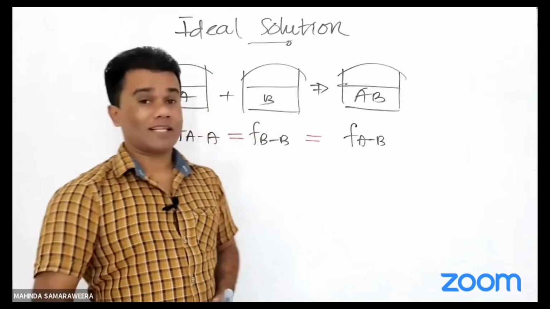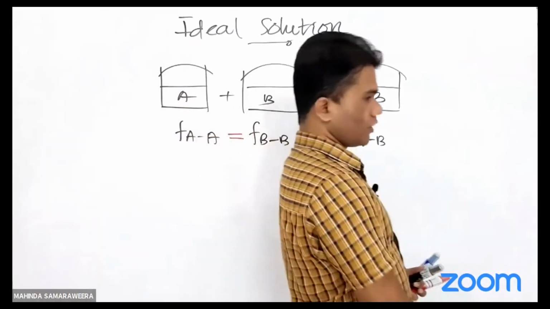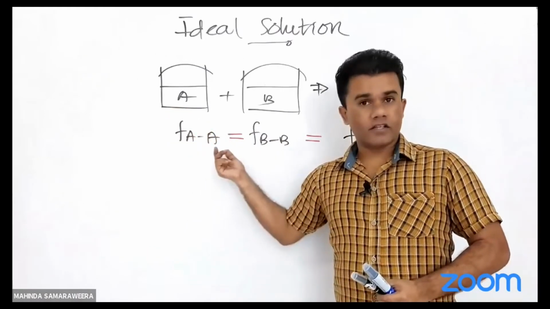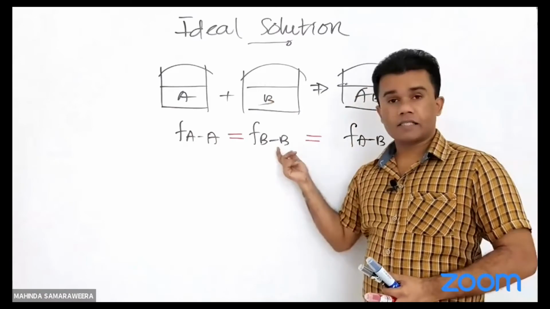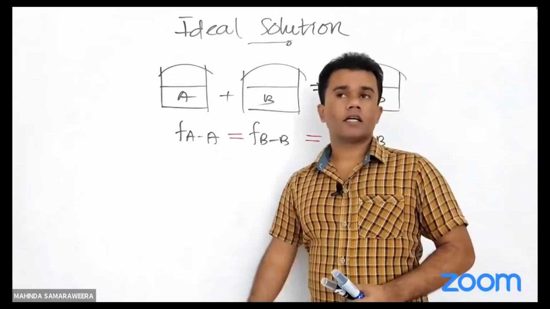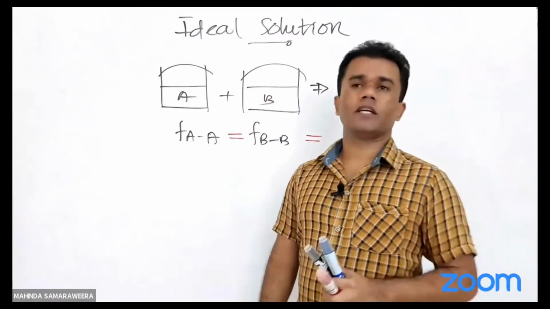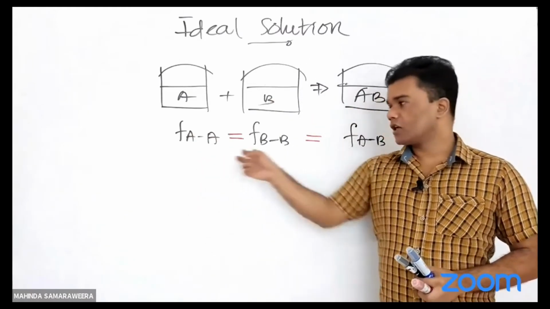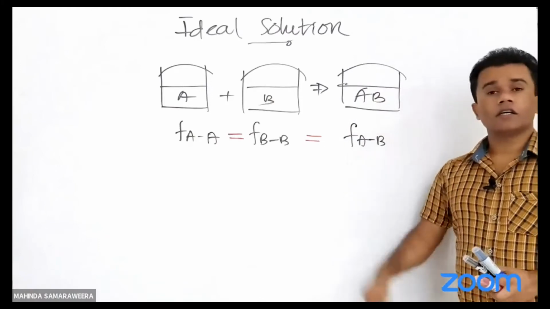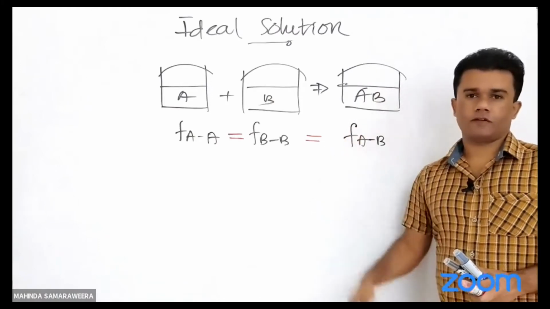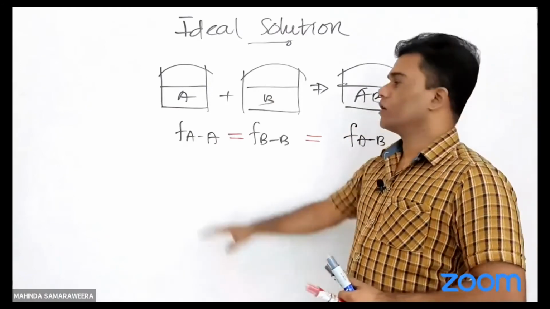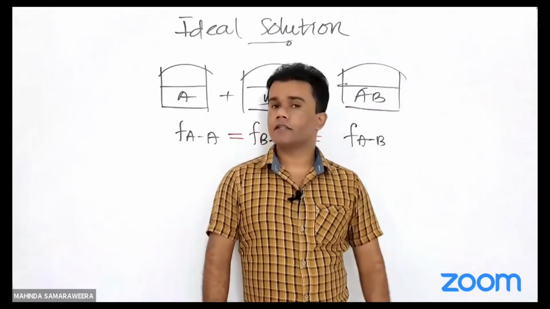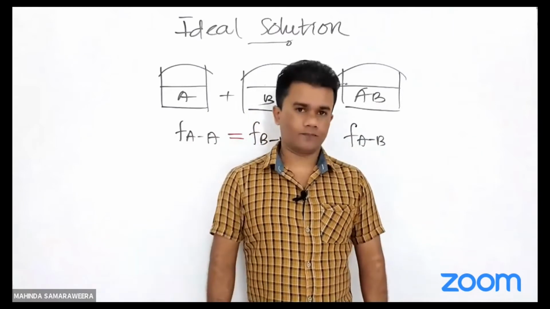Got it? That's a requirement to be an ideal solution. In this pure liquid, you have attraction. These two attractions should be equal. The strength of this attraction should be equal, not the type. And those should be equal to the attraction between particles in the mixture. So only if this requirement is fulfilled is this solution identified as an ideal solution.